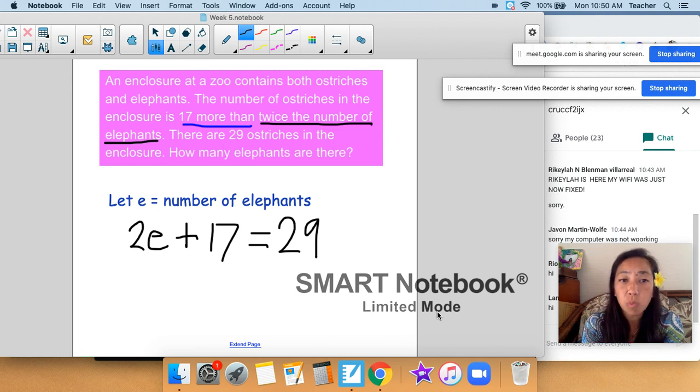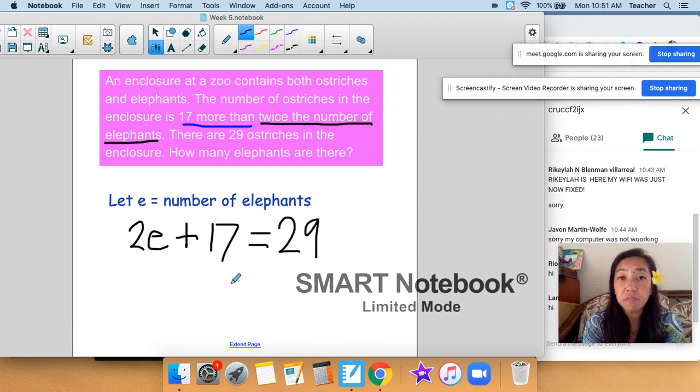The 17 more than. More than means more than something, so the something comes first. In this case, the something was twice the number of elephants, and that's how we have this 2E. And then 17 more than that, the 17 comes after, and it's a plus the 17. And then all of that is equal to the number of ostriches. That's why we have equals 29.